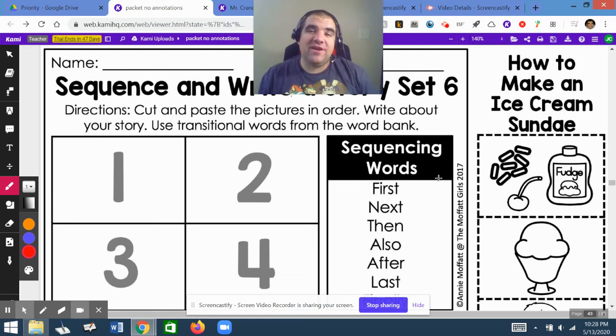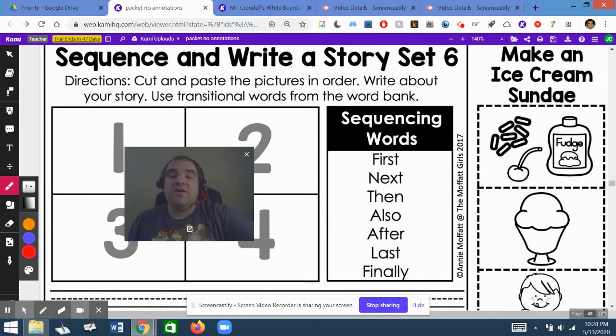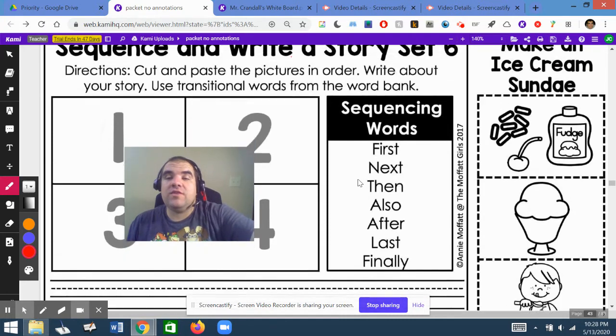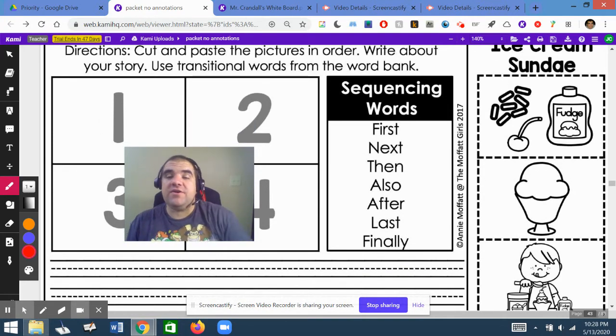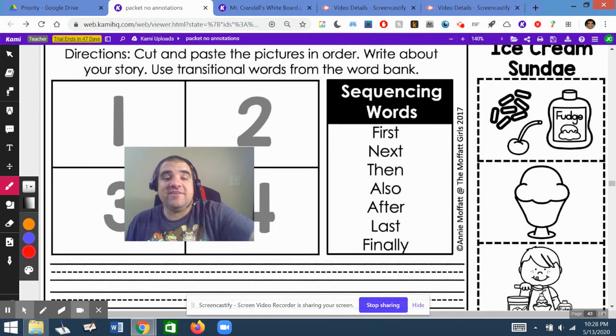Hi, everybody. This is Mr. Crandall. We are on week 2, day 3, page 4, sequence and write a story, set 6. This is the one with the pictures of the sprinkles, the cherry, the fudge, the ice cream, the kid eating the ice cream, and the carton of ice cream on the right.